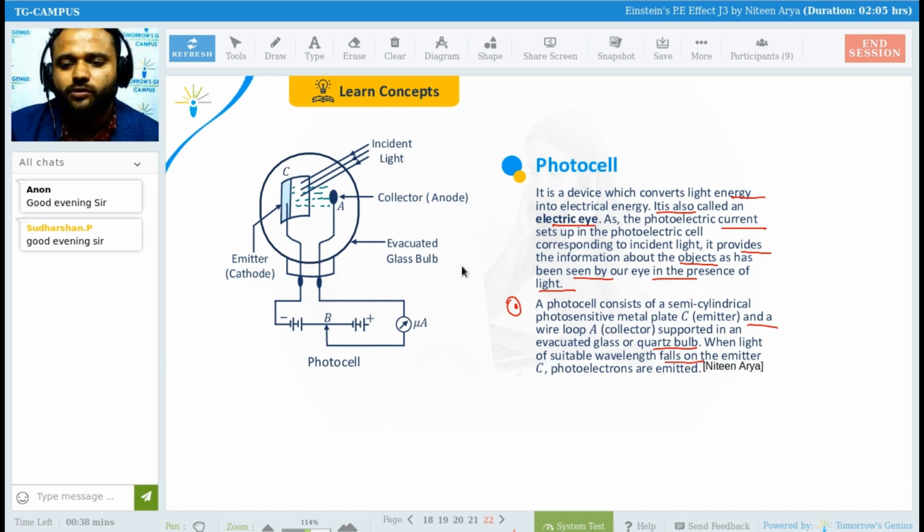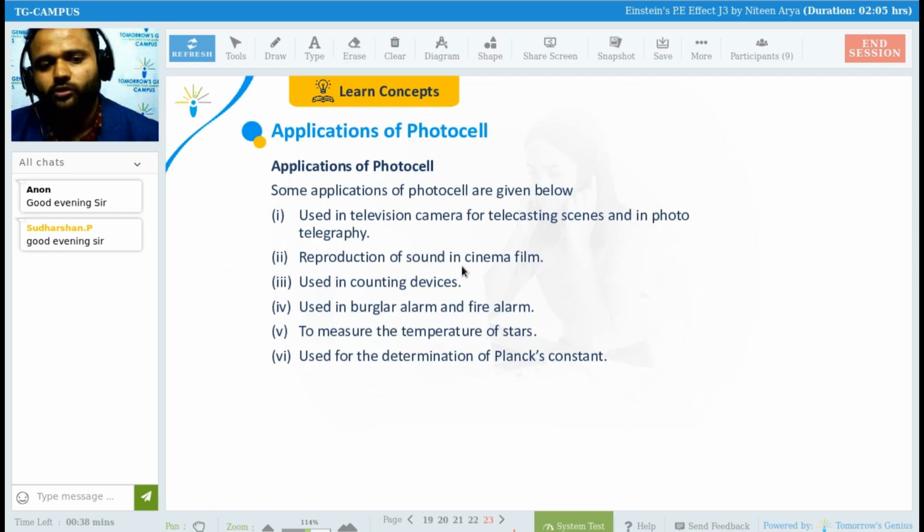When light of suitable wavelength falls on the emitter C, photoelectrons are emitted and set in motion. So the flow of photoelectrons is produced, and we get an electric current. Okay, as simple as that.